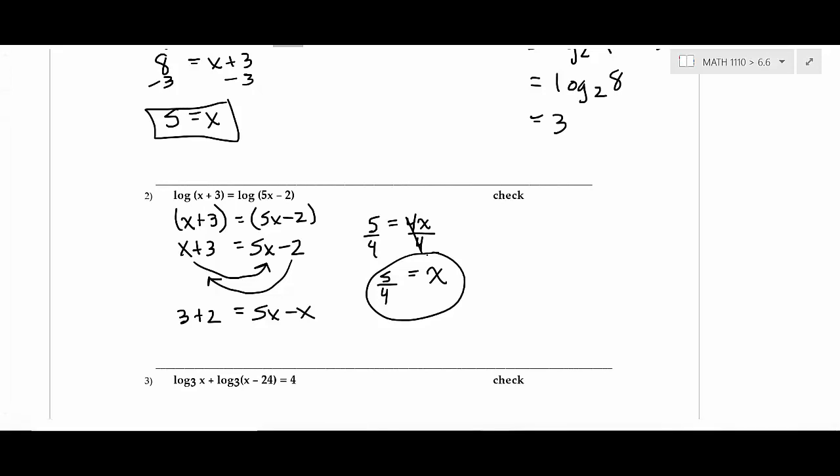I'm not going to check all of these. I'm going to bypass the checking on this one. You could plug the 5/4 in, and basically both sides would turn out to be exactly the same.